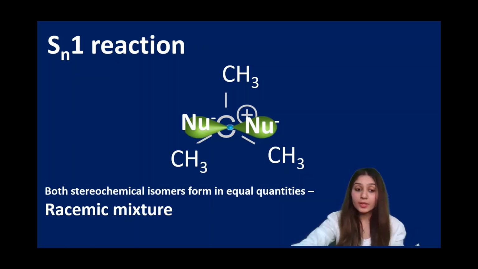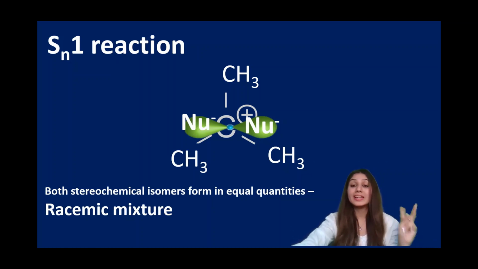And both stereochemical isomers are going to be formed in equal quantities, and since they're going to be in equal quantities, it's called a racemic mixture, where you have equal quantities of both the stereochemical isomers, okay.